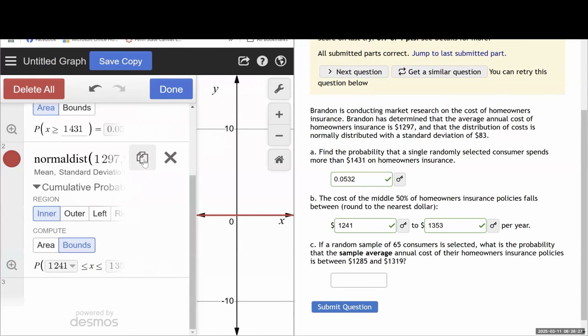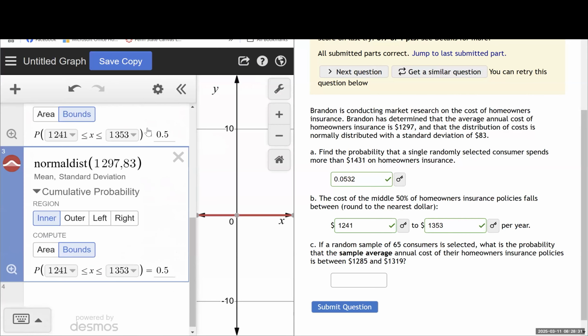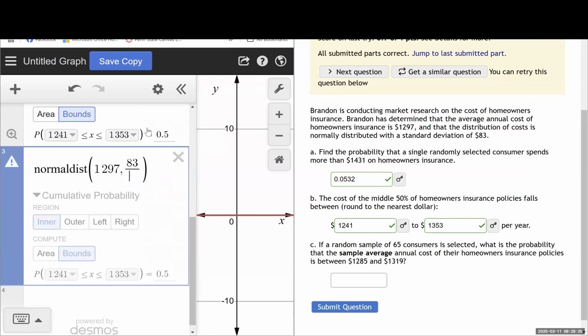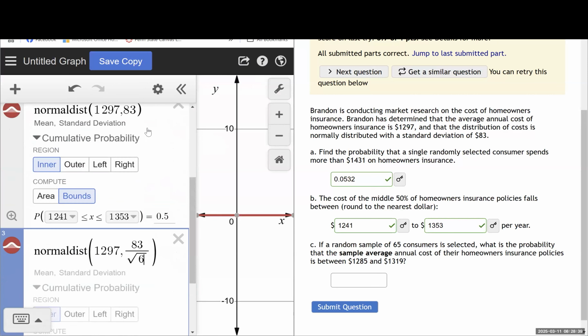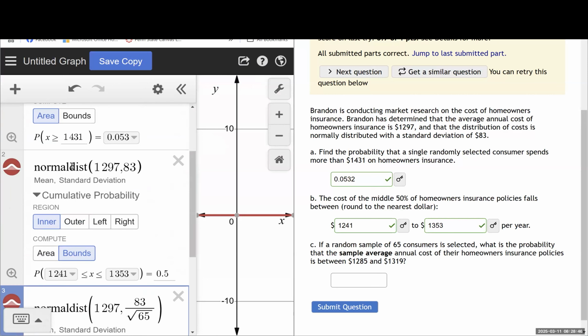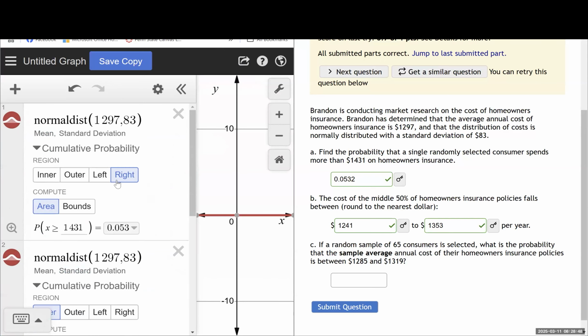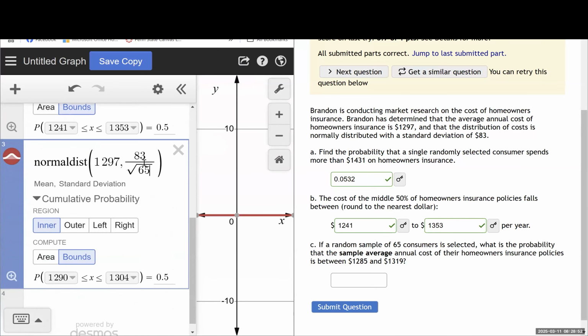So again, over here in Desmos, I'm just going to duplicate the line I had before, and all I have to change here is the standard deviation of the distribution, because now I want the standard error of the sampling distribution as my standard deviation. So this is related to the distribution we used in parts A and B. In A and B, we were using the underlying X distribution. Now we're using the sampling distribution.